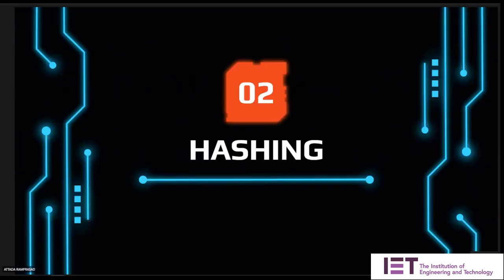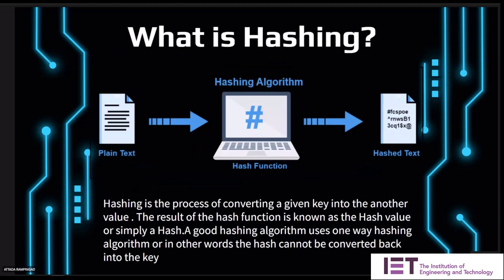Let us now move into another interesting topic called hashing. Now you might be wondering what exactly hashing is. Hashing is nothing but the process of converting a given key into another value. The result of this hash function is known as the hash value, or simply a hash. A good hashing algorithm uses one-way hashing. In other words, the hash cannot be converted back into the key.